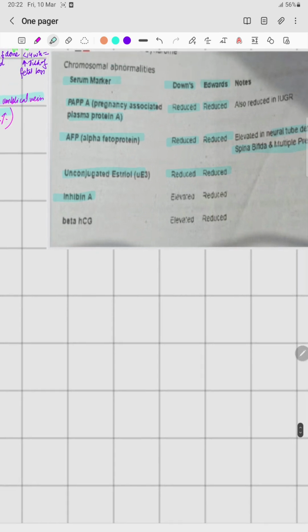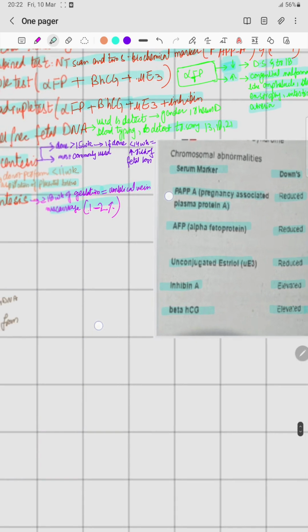Inhibin A is elevated in Down syndrome and it is reduced in Edwards syndrome. Again, beta hCG is elevated in Down syndrome and reduced in Edwards syndrome.